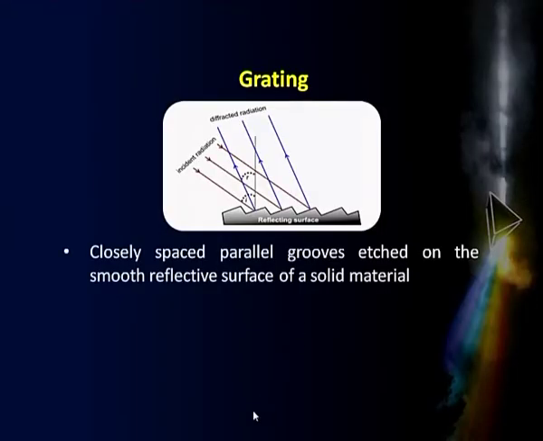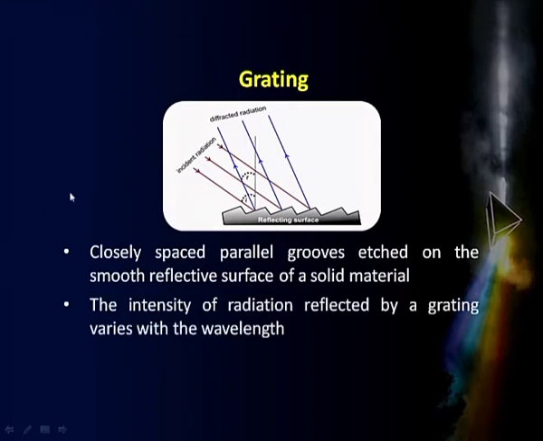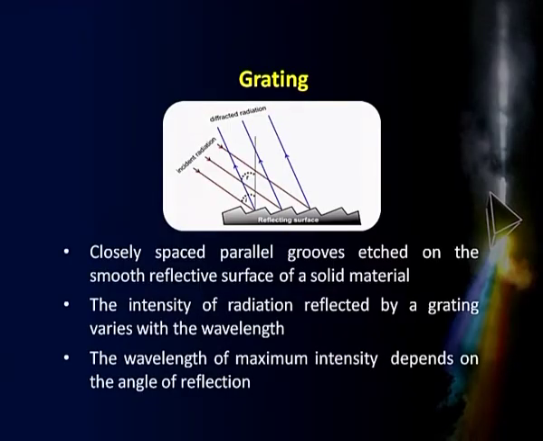The second kind of monochromators we have are based on the grating. I am sure that you have learnt about gratings in your school physics. A grating basically is a set of closely spaced parallel grooves. That means you take a smooth surface of a solid material and etch parallel grooves on that. Okay. So, when radiation falls on that, it gets reflected by the grating, and the intensity of radiation reflected varies with the wavelength. That is the basic premise of a grating's working. The wavelength which has the maximum intensity will depend on the angle at which the reflection takes place. So, that is a device called a grating, and that is used to create a monochromator.